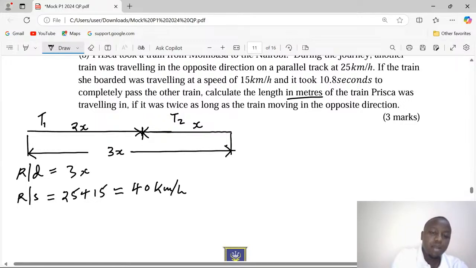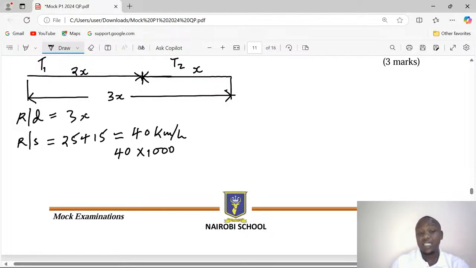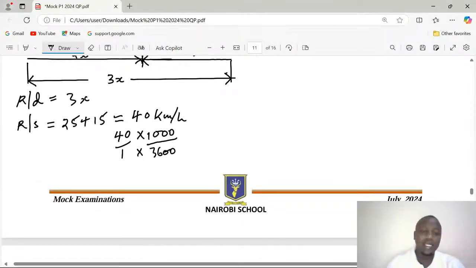kilometers per hour. Because we are talking of distance in meters, the time provided there is also in seconds. We should convert this speed now. We convert the speed 40, which is in kilometers. So we multiply it by 1,000 to make it meters. Then 1 hour, this is per 1 hour. So this 1 hour, we also multiply it by 3600 seconds to make it seconds.